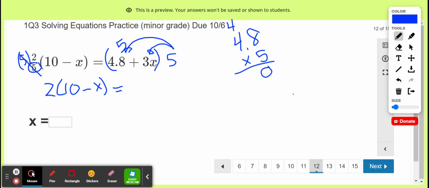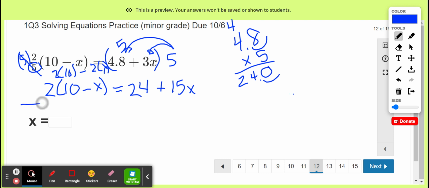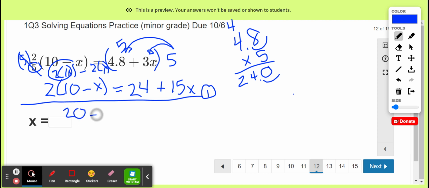So 5 times 8 is 40, carry the 4. 5 times 4 is 20, plus 4 is 24. Move the decimal over. So we're going to be left with 24 plus 15x. Now we distribute 2 times 10 minus 2 times x. We're done with the first part. So we got 2 times 10, which is 20, minus 2x equals 24 plus 15x.